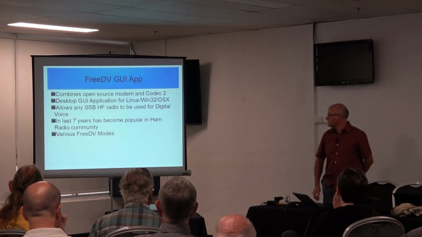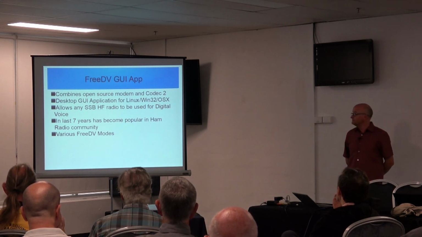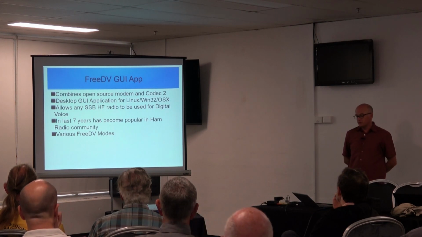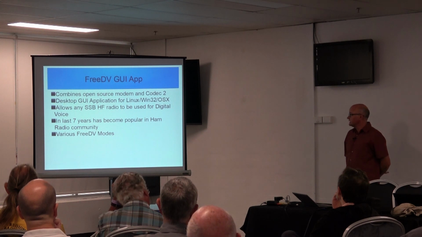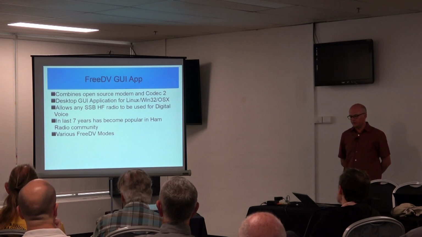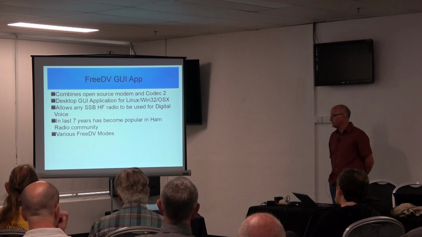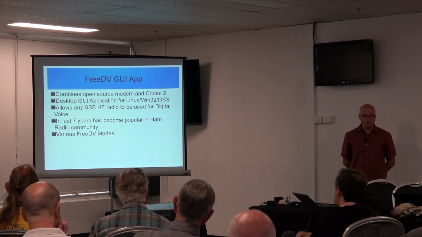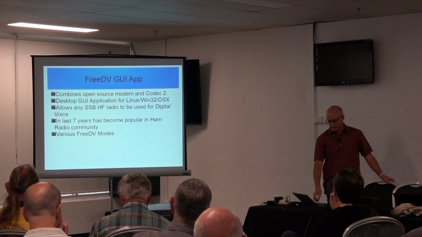So, how do we get on the air? The easiest way is with the FreeDV GUI application. That's an application that runs on your desktop PC, Mac, Linux or Windows, and it allows any SSB HF radio to be used for digital voice. It just feeds signals into your microphone and they come out the speaker and lets you get on the air with FreeDV. It's been around for about 7 years and has enjoyed some popularity with ham communities around the world. It also supports several digital voice modes. As we develop them, the leading edge tends to come out first of all in the software application.